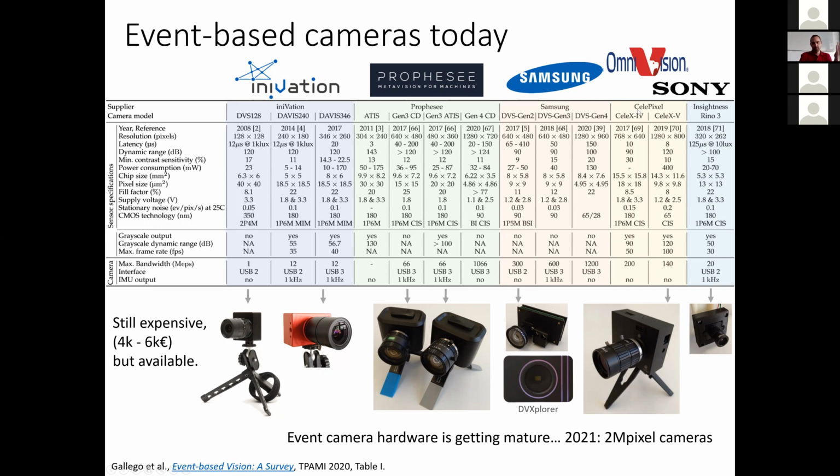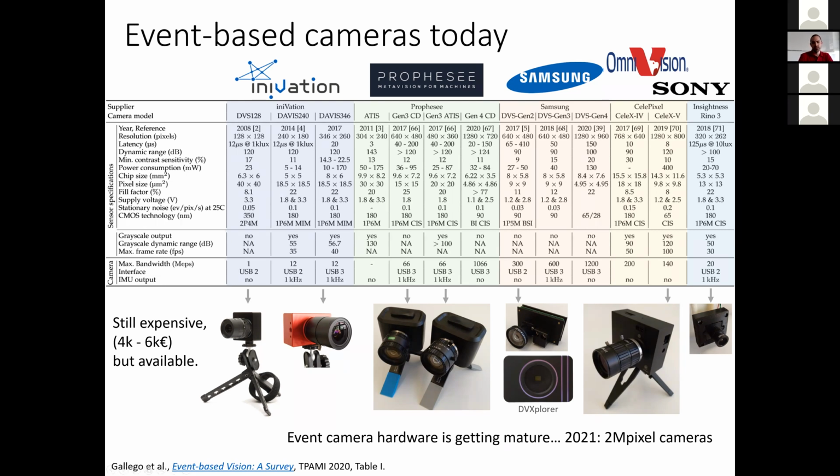So in this big table, what we see is that the pixel pitch, the size of the pixel, has been constantly decreasing. We are entering this megapixel race because now in 2020, 2021, we have about 1 megapixel, 2 megapixel event cameras. The fill factor, so the amount of area that each pixel is exposing to light, to convert light, has been increasing, and now we have backside illuminated sensors.